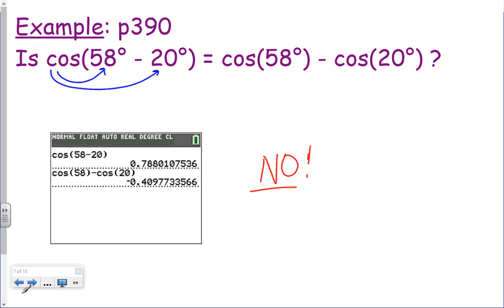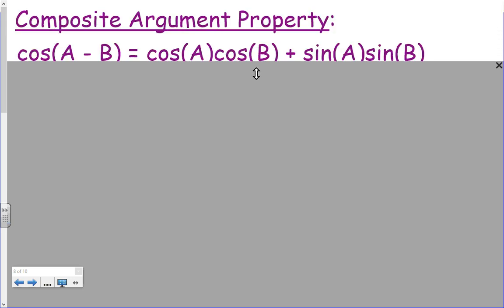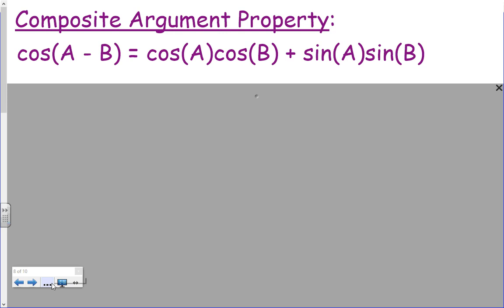So then the question is, well, what is the property? If I have the cosine of 58 degrees minus 20 degrees, can I rewrite this in terms of just the angles of 58 and just the angle 20 degrees and deal with just the sine and cosine of just those angles alone? And the answer is yes. The answer is the composite argument property. So what exactly is the composite argument property? Well, here is the composite argument property.